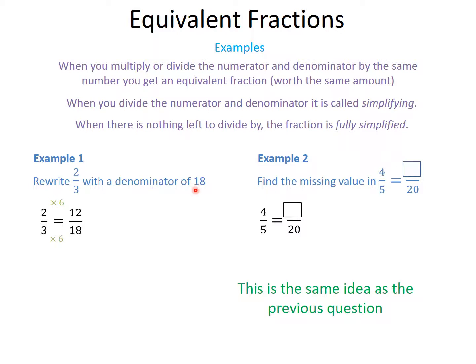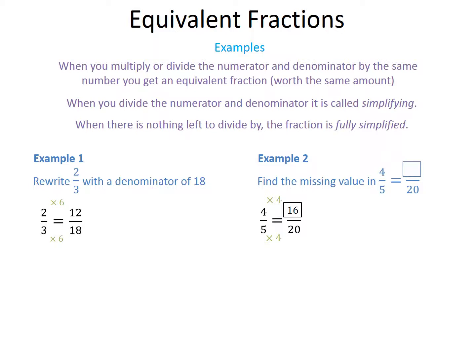So over here the question said write it with the denominator 18. This one, it just gave me a denominator of 20, but it's the same idea. So 5 times 4 would get 20, so I have to times the top by 4 as well, and that means it's 16. Once again, there's no real need to write down those times 4s, just the question, and just put the answer in is fine.